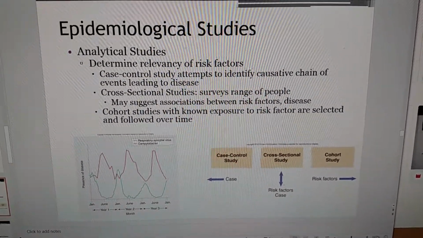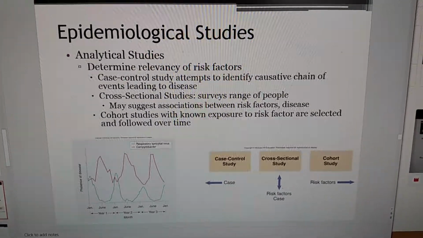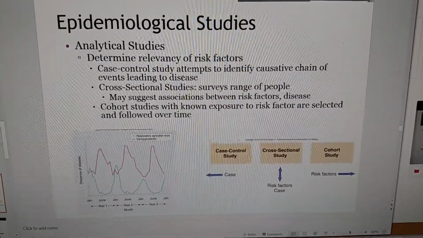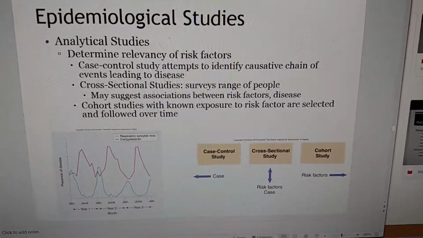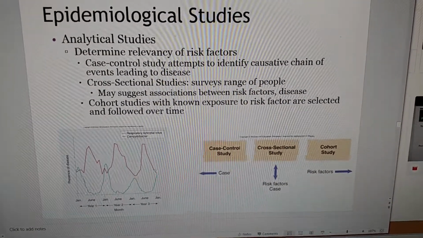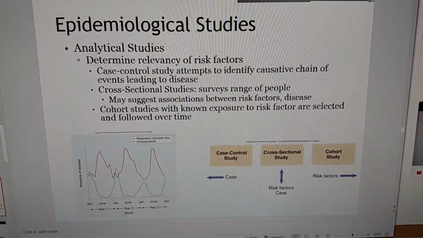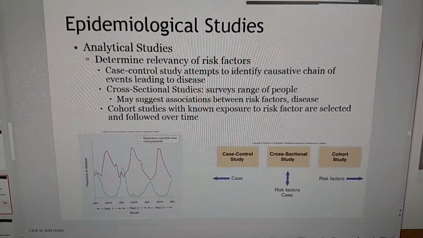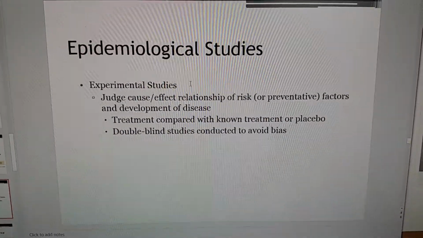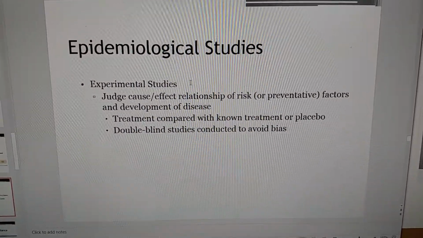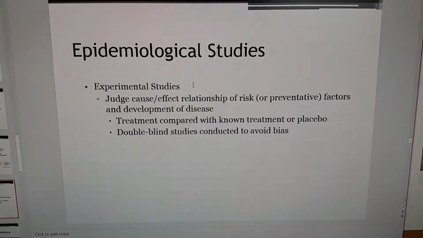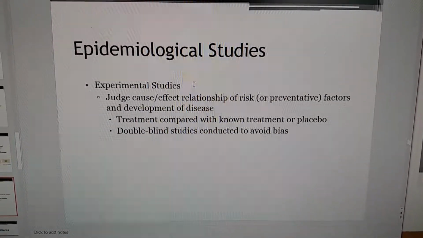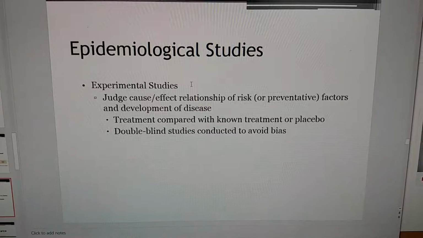Now, a lot of times you also want to do analytical studies where you're looking at the relevancy of risk factors. So you do these double-blind case control studies to identify the causative chain of events that led to the disease. You survey a range of people trying to figure out what the different risk factors are, and you typically do this with cohort studies that have known risk factors or exposure to risk factors. You're trying to judge the cause and effect relationship of risk or preventative factors. You can do things like compare new treatments with known treatments, or you can compare treatments against placebos.